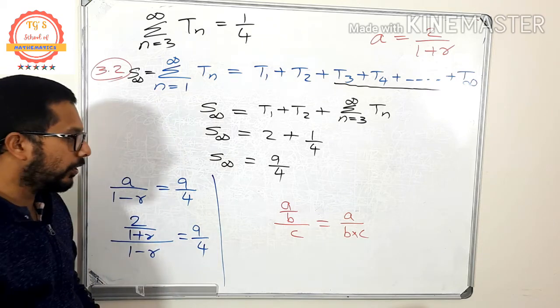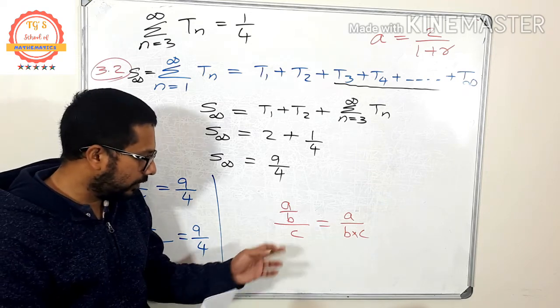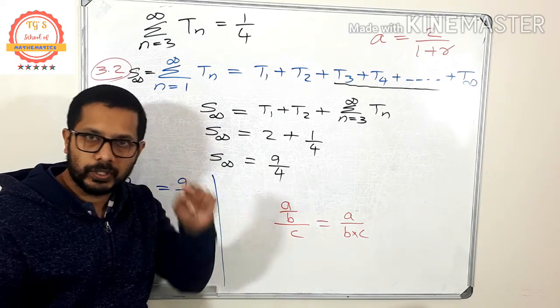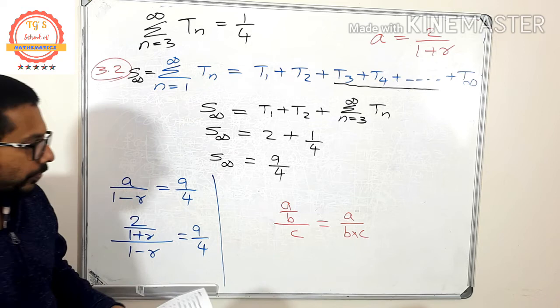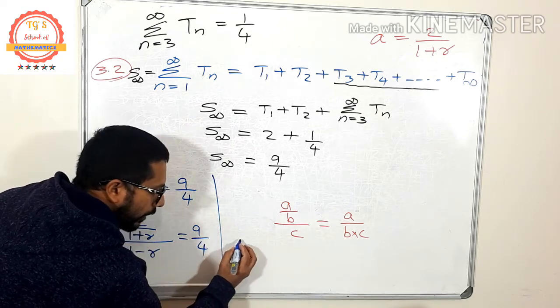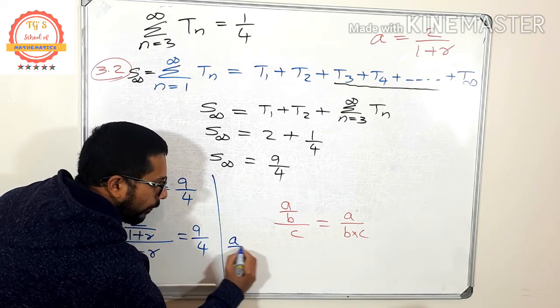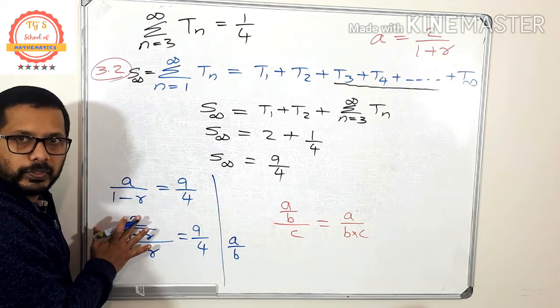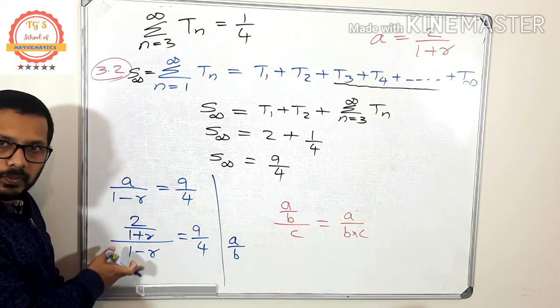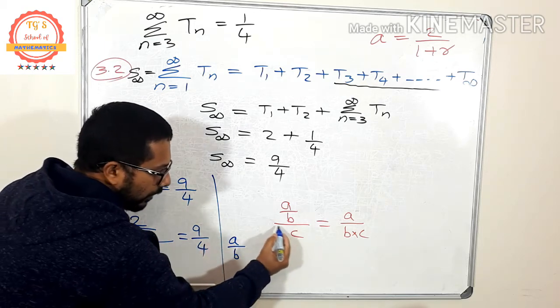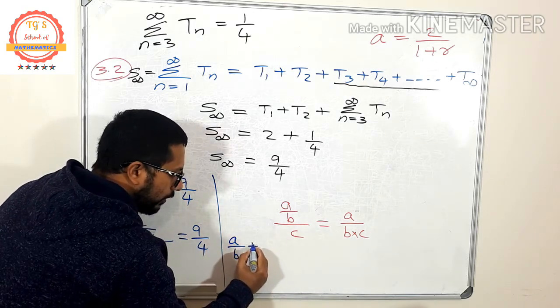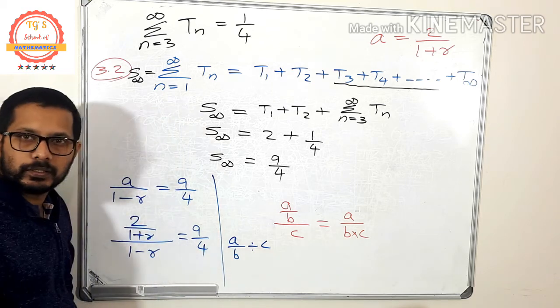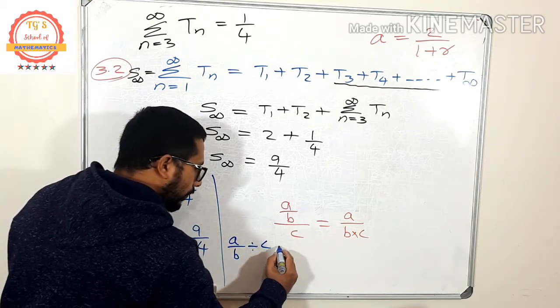A by B, actually this division stands for division. If you want to know more about that one, let me write it like this: A by B. This is not a continuation of this one. I'm explaining how you can solve this one. So A by B, instead of this division, I'm going to write divided by C. How can we write that one?